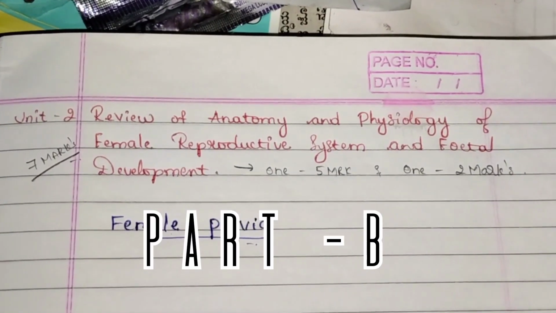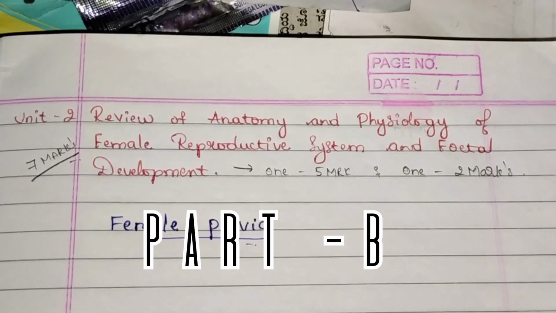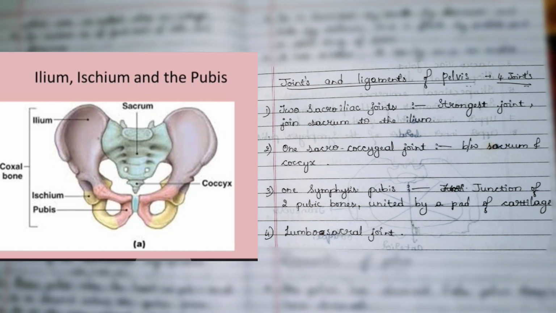Hello guys, it's the second unit of OBG part B. Now we are going to see the joints of pelvic. There are 4 types of joint in the pelvic. The first one is sacroiliac joint. There are 2 sacroiliac joints, present in between sacrum and the iliac bone. And this is the strongest joint in the pelvic region.